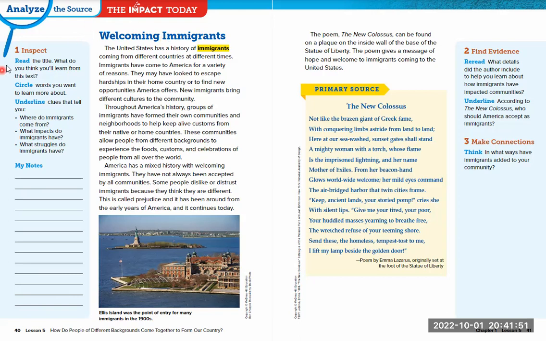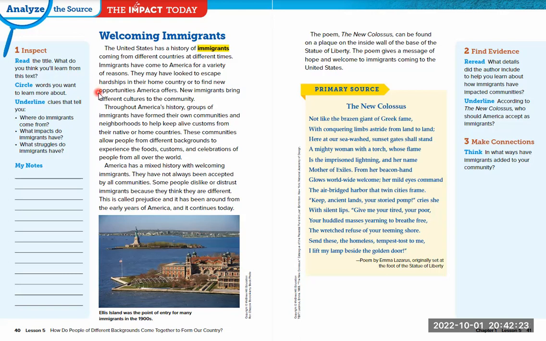We are going to begin the reading. And our title, we already know, is Welcoming Immigrants. The United States has a history of immigrants coming from different countries at different times. Immigrants have come to America for a variety of reasons. They may have looked to escape hardships in their home country or to find new opportunities America offers.